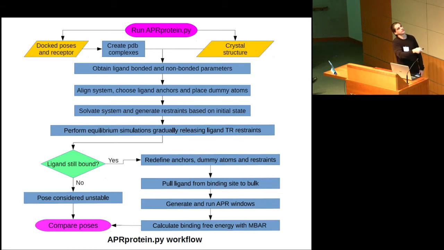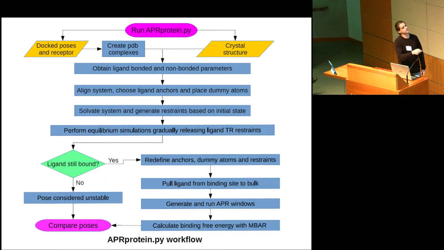So then you're going to solvate the system with the chosen number of water molecules, generate the restraints based on the initial state, and from that you're going to do equilibrium simulations. Why? Because sometimes I see the phase space of the system as full of little holes. So hopefully I can get a state from the docking that is close. So the equilibrium is, maybe it falls into a little hole, and then the APR is to see how deep that hole is. So which one is the lowest energy state.